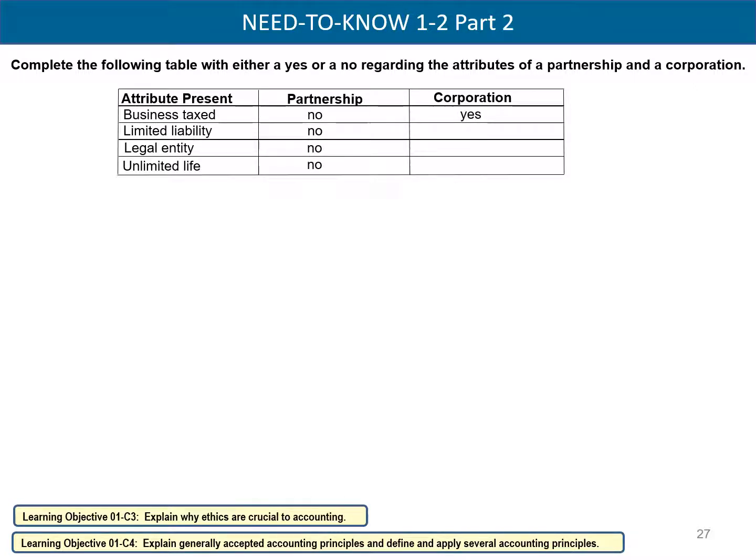Yes, a corporation is business taxed. Yes, they are a limited liability. Yes, they are a legal entity. And yes, they're presumed to have an unlimited life.